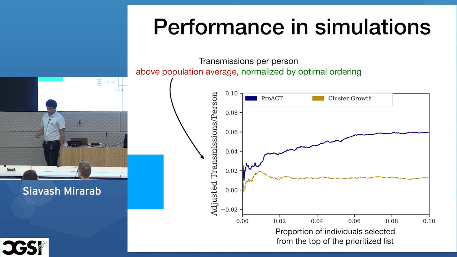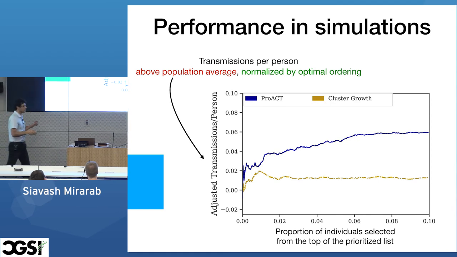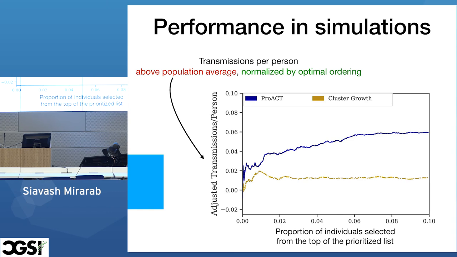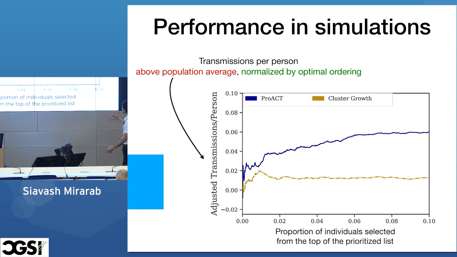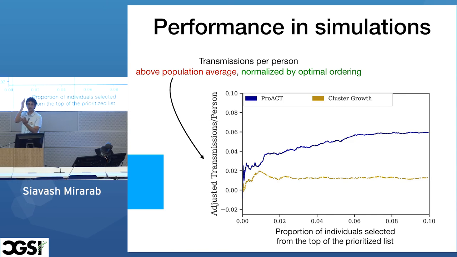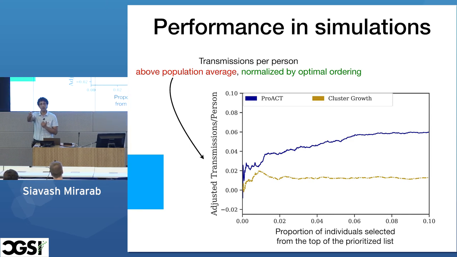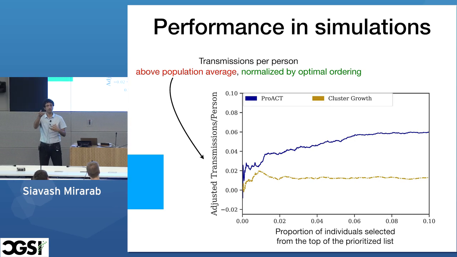So this is the answer. Let me just tell you what this is. On the x-axis, we prioritize all the people. We take the top 2%, 4%, all the way to top 10% of the individuals who have been diagnosed, of course. So in these simulations, we have also a notion of who is diagnosed, who is not diagnosed. We take the top 10% of people who are diagnosed, and we ask in the future, after we do this prioritization, how many people each person is infecting? And so transmissions per person. And we sort of normalize that number so that zero means that they are infecting as many people as the average population. And if it was one, it means that it's the optimal answer.